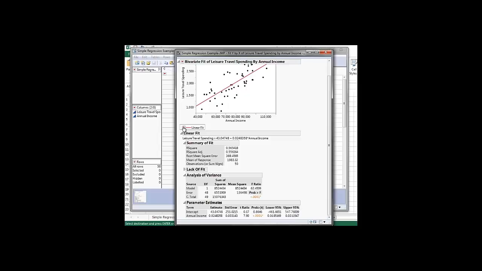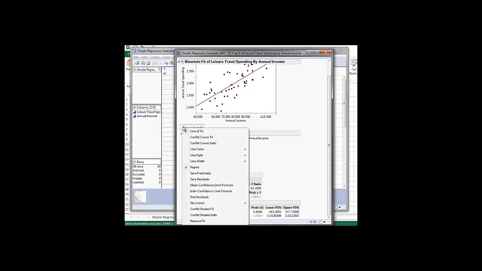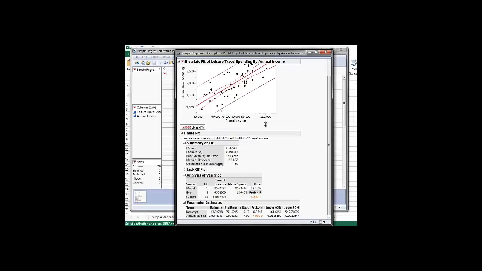We can go to the Linear Fit drop-down and show the confidence interval visually. Also individual confidence curves, or prediction interval. These lines show the 95% confidence interval and prediction interval for our estimates.